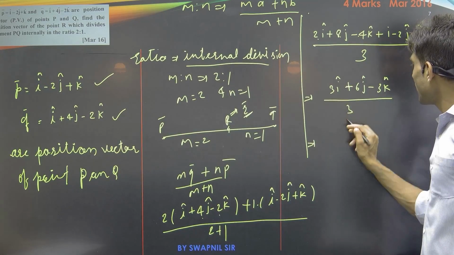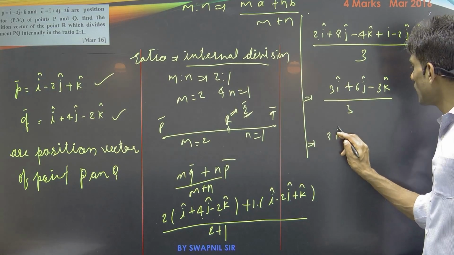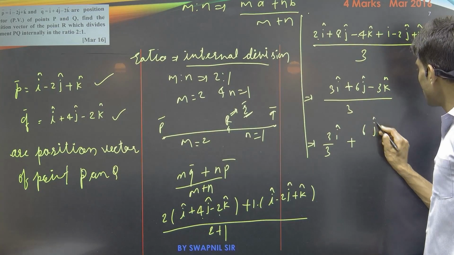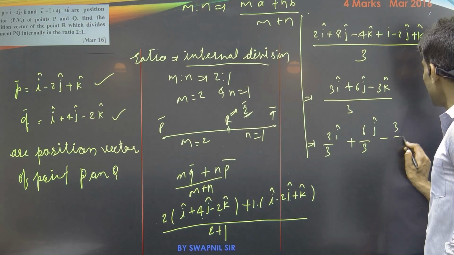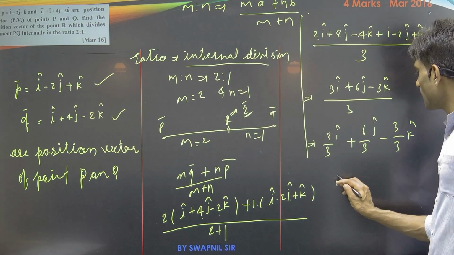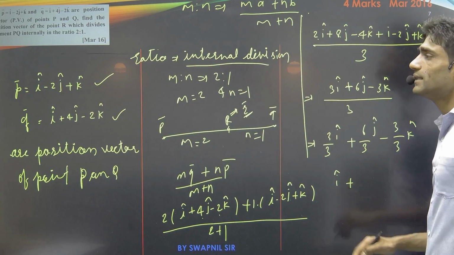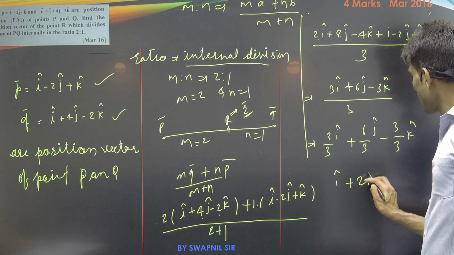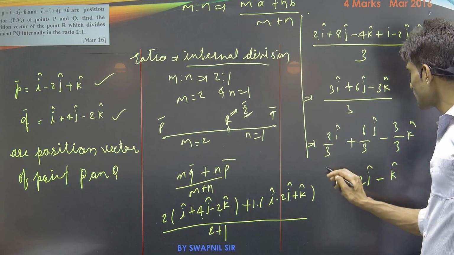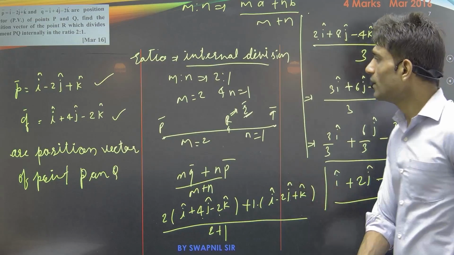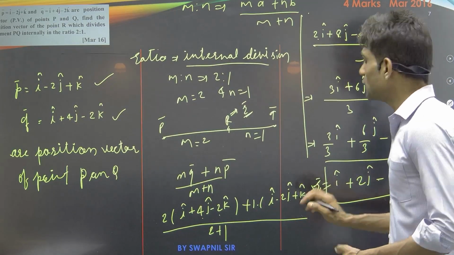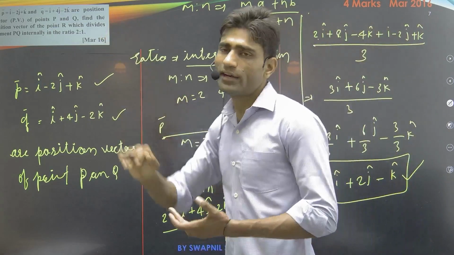So 3 i cap divided by 3 plus 6 j cap divided by 3 minus 3 divided by 3 into k cap. So 3 divided by 3 is 1 i cap, plus 6 divided by 3, which is 2 times j cap, minus 3 divided by 3, which is 1 into k cap. This one is our required position vector r bar that we want here in our question.